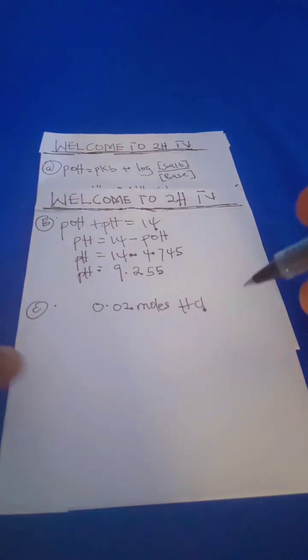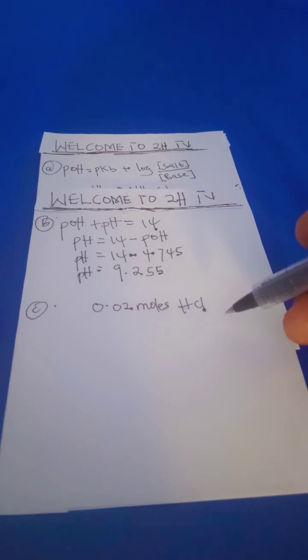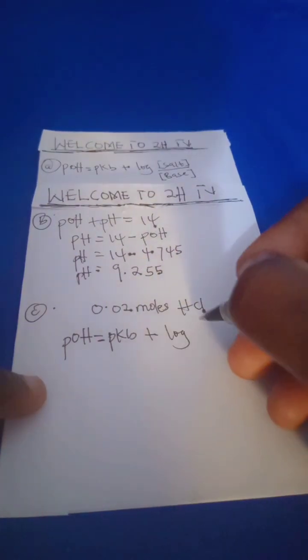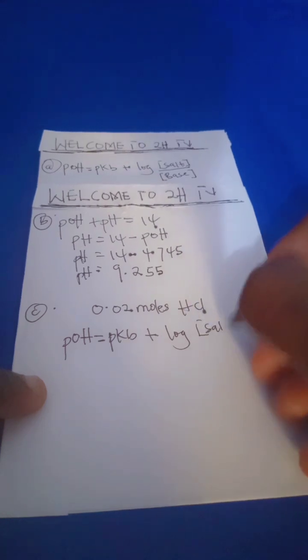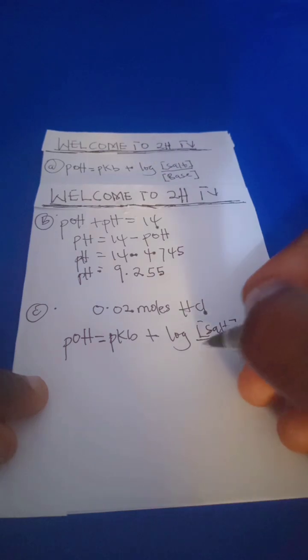So now that we are adding 0.02 moles of HCl to the buffer solution, it is going to increase the acidic component, that is the salt content, right? So let's see how the equation looks. You write your general equation: pOH is equal to pKb plus log of the concentration of the salt. The salt is the same as the acid because it was an acidic salt.